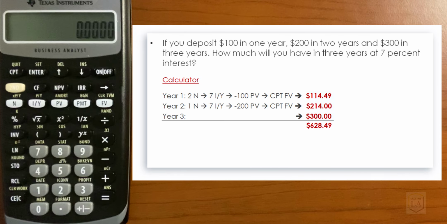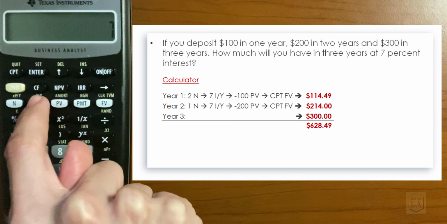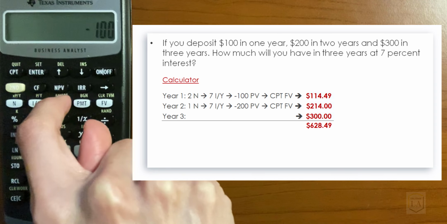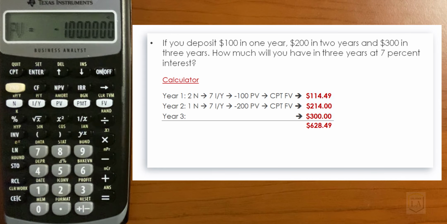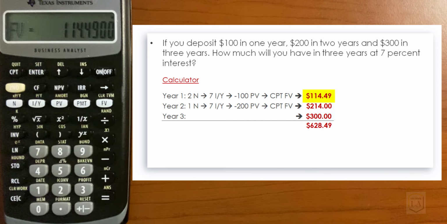So, you are depositing $100 in 1 year, which will sit there for 2 additional years until the end of the 3-year term. So, your number of years will have to be 2. So, 2 N, 7 I/Y, and then $100 being deposited, so it's negative 100 for the present value. And then with these amounts, you are computing the future value. And the future value will come out to be 114.49.